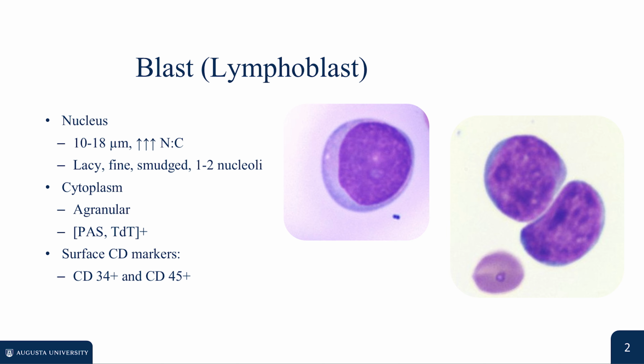Cytochemically, lymphoblasts stain positive for PAS, or periodic acid Schiff, and TdT, which is terminal deoxynucleotidyl transferase. Crucially, lymphoblasts are strictly negative for myeloperoxidase, or MPO. This negative MPO reaction is a key laboratory rule used to differentiate lymphoid blasts from myeloid blasts in acute leukemias. Immunophenotypically, blasts express the primitive stem cell marker CD34 alongside the pan-leukocyte marker CD45.